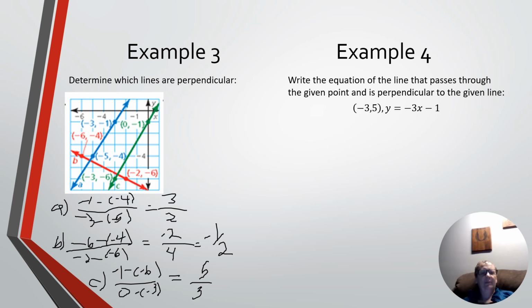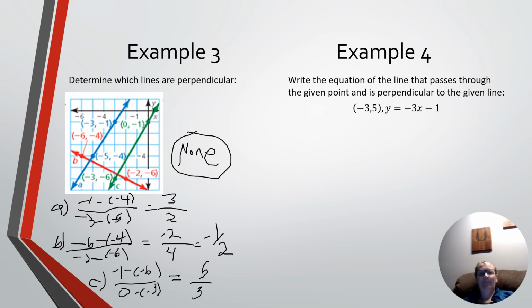None of those are opposite reciprocals. So that means none of them are parallel or perpendicular. So this would have to be -2/3 if it was perpendicular with A. Or if it was perpendicular with C, it would be -3/5. It's neither of those, so none of those are perpendicular. They look like they might be, but they're not quite there.